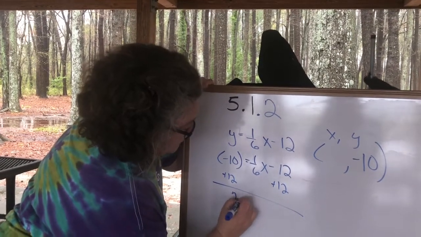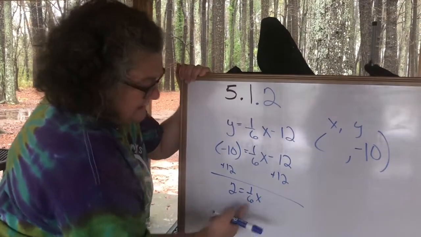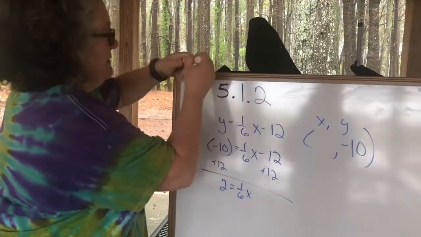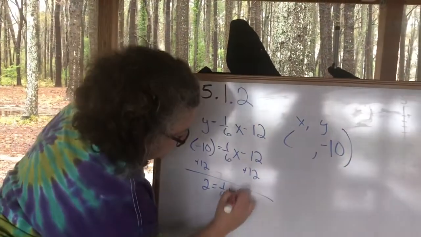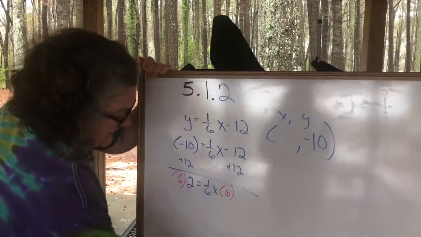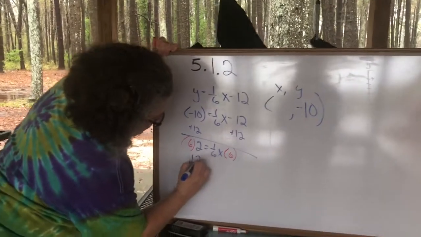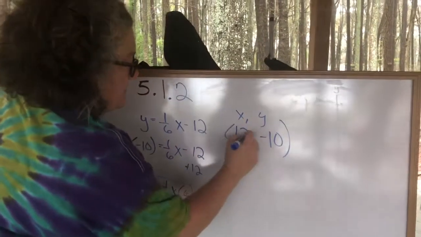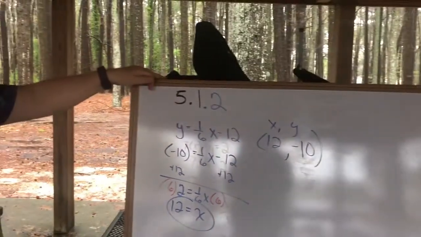And I have a positive 2 equals 1/6 x. Now to get rid of this, I do need to multiply both sides by 6. So that means we have on this side 12 equals x. Okay? So that right there goes right back over here. Remember, ordered pairs have x and y.